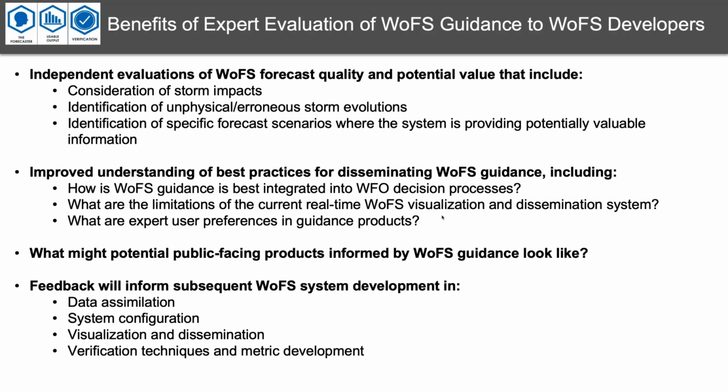What does it tell you about storm impacts that you didn't already know with the guidance that you already usually have available? You are able to identify what you might call unphysical or erroneous storm evolutions, things that within your expert conceptual models, is there something in the guidance that just doesn't make sense? Something that perhaps we as physical scientists, without that forecast expertise, wouldn't identify? And are you able to identify specific forecast scenarios where the system is providing potentially valuable information?